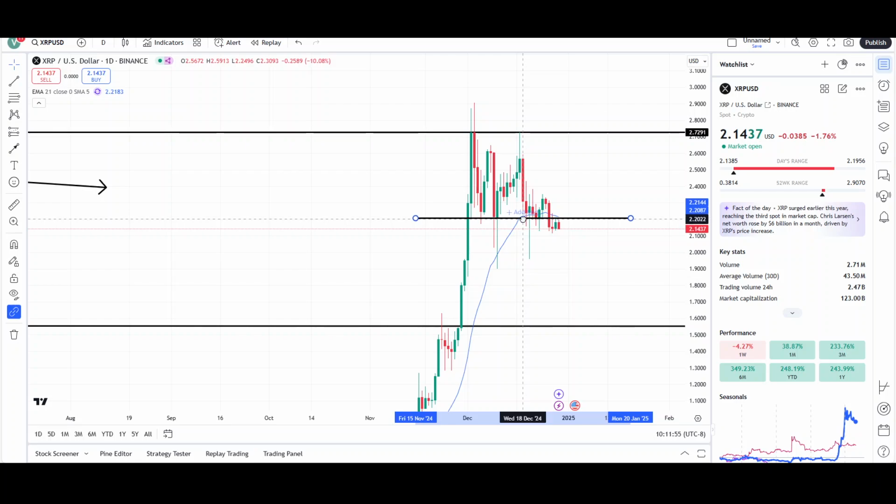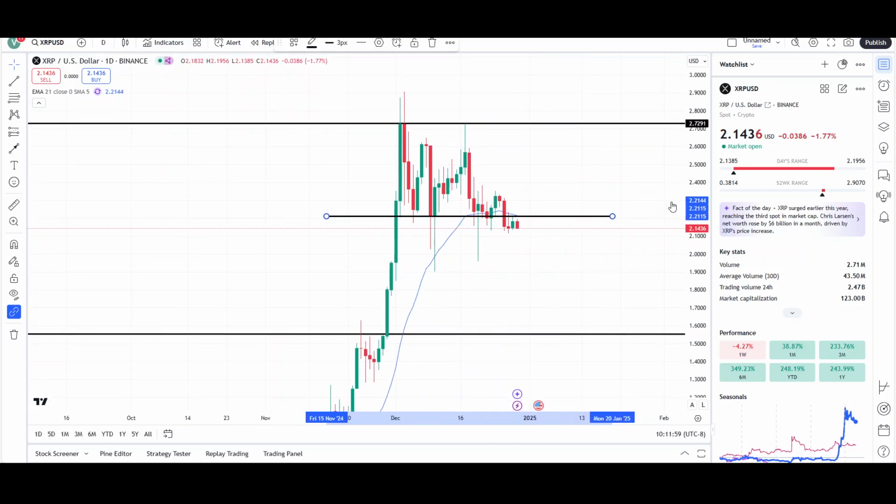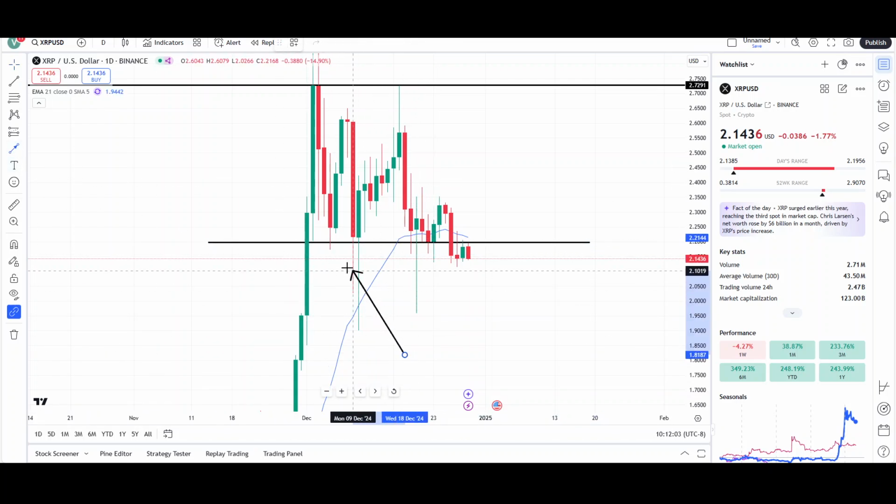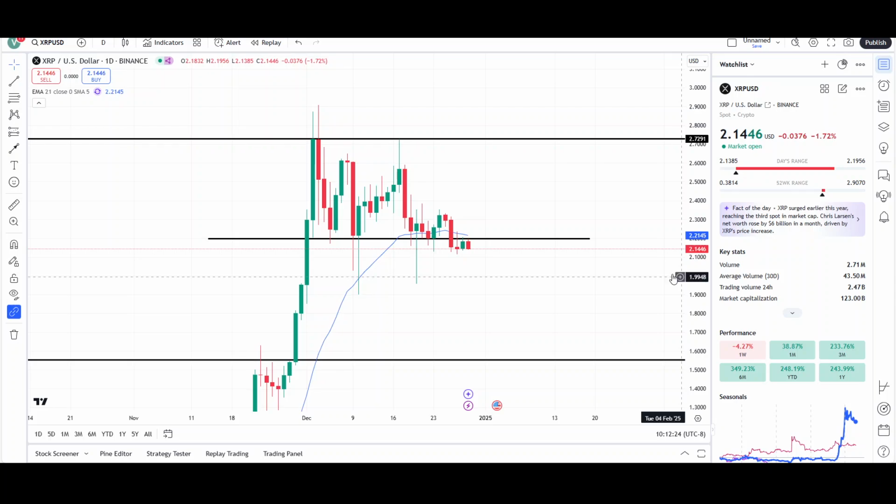And another reason is that price was bouncing off of this 2.2 level, $2.20 level. So you can see that if I zoom in, you can see that it was bouncing off a level here and a couple more times here. And then this red candle right here on the 26th of December was able to break through that level, and price is not able to get back above that line once again. So it tells me that this prior support looks to be acting as some sort of resistance now, and looks like we could be seeing further downside for XRP.